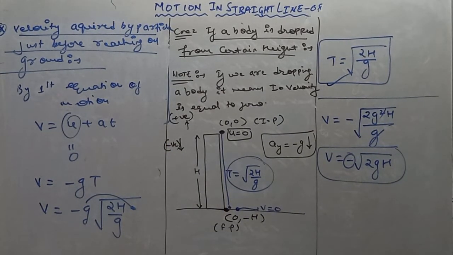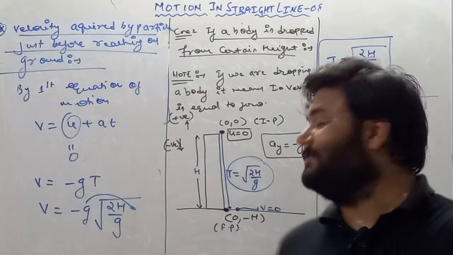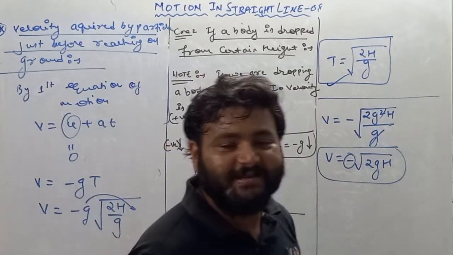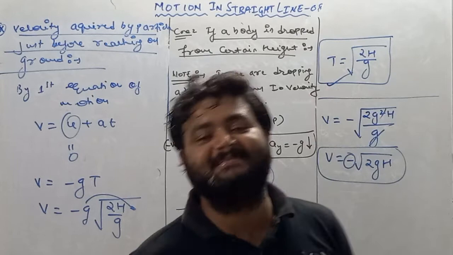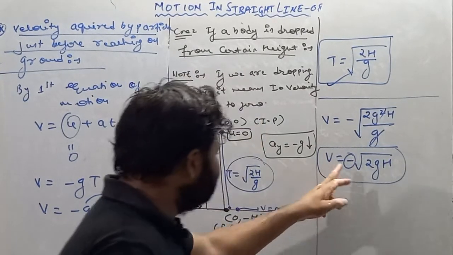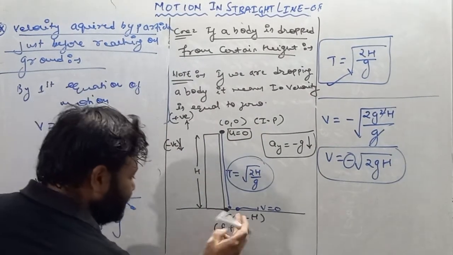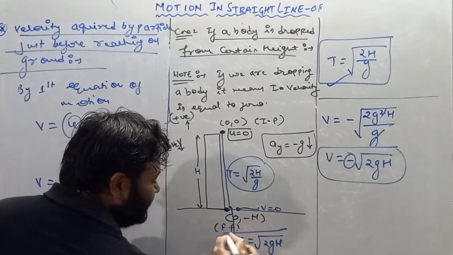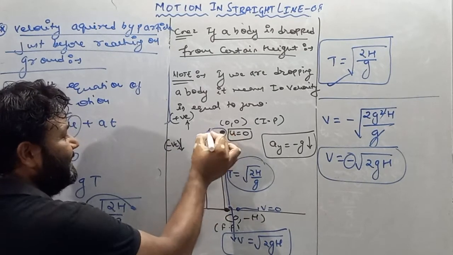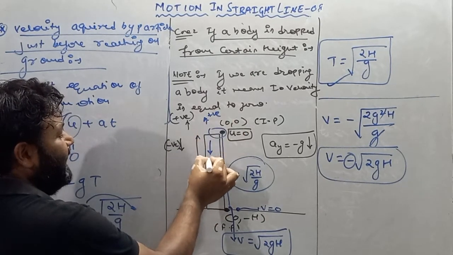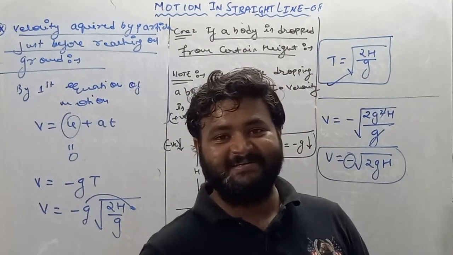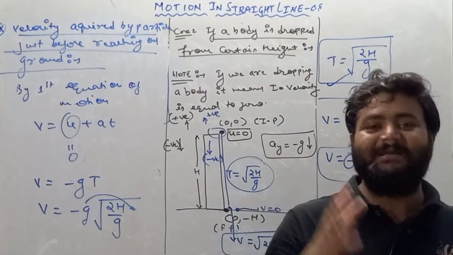So before reaching the ground, the velocity of the particle is nothing but under root 2gh. g is acceleration due to gravity and h is the vertical distance covered by the particle. And this negative sign shows that the velocity just before reaching the ground is towards the negative side, because this is the origin, and above the origin is positive and below the origin is negative. So this is all about the formulas related to motion under gravity.